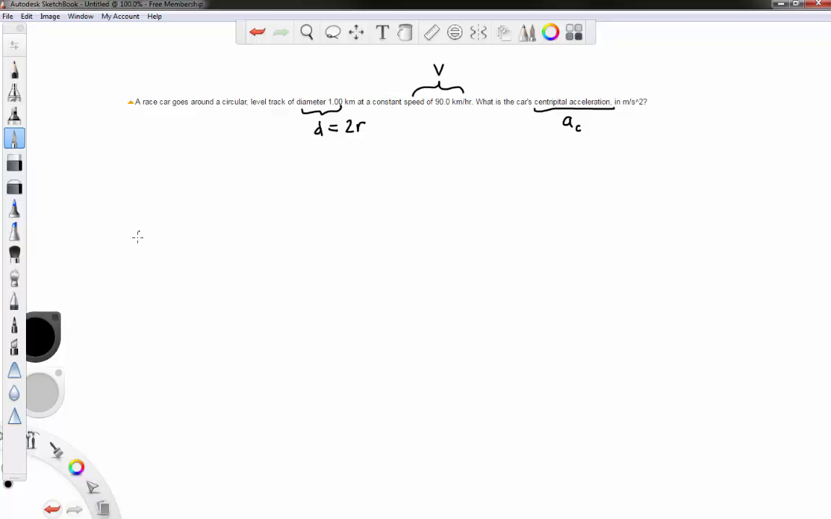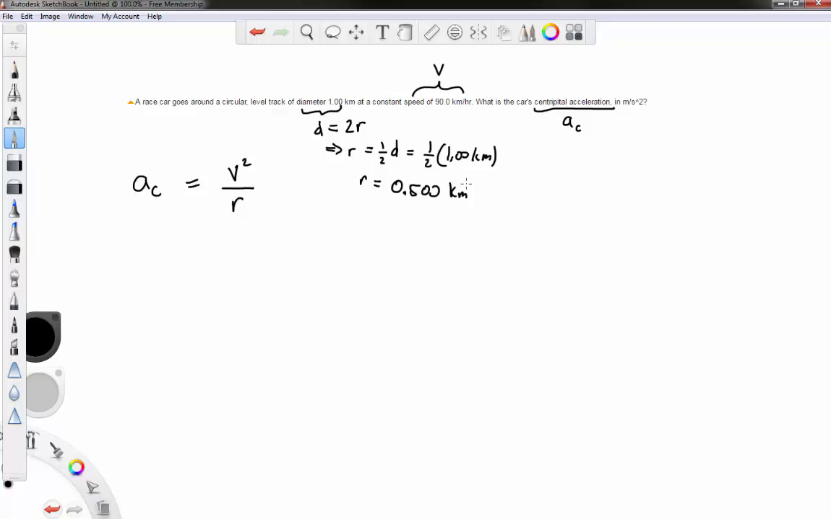Now, the reason why I say that is because the equation for centripetal acceleration says that the centripetal acceleration, a_c, is equal to the speed squared divided by the radius. So this thing right here is the diameter. That's twice the radius. That means that the radius is 1/2 of the diameter. So that's 1/2 of 1.00 kilometers. So the radius is actually 0.500 kilometers.